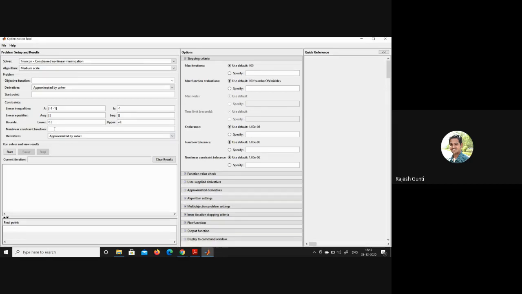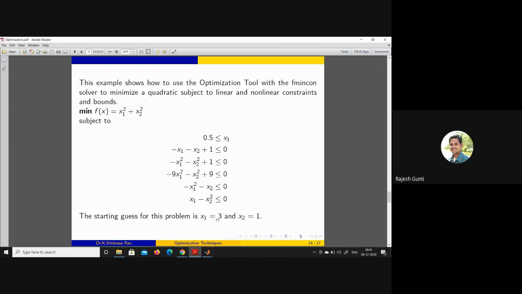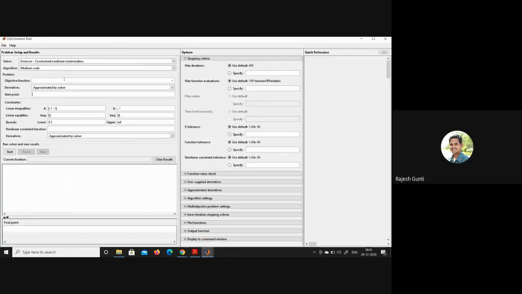Non-linear constraint function, we have to create and write it here. We have to mention it here. Okay, here one objective function we need. Starting point: what is the starting point here? It's starting point 3, 1. 3 semicolon 1.